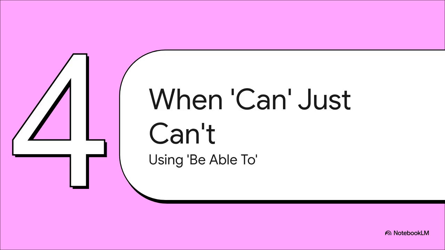All right, so I think we've pretty much cracked the past tense. But what about other tenses, like the future or more complicated stuff? Well, this is where can and could kind of hit a wall. They're what we call modal verbs, which is a fancy way of saying they're a bit limited. They don't have all the different forms that a normal verb does. And this is where be able to comes in and saves the day.